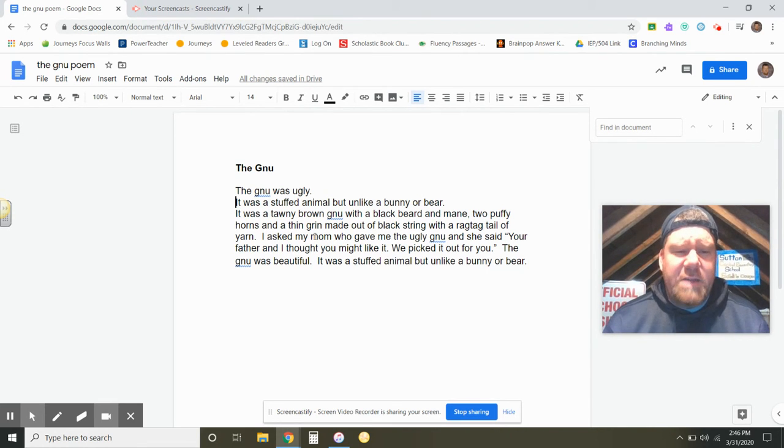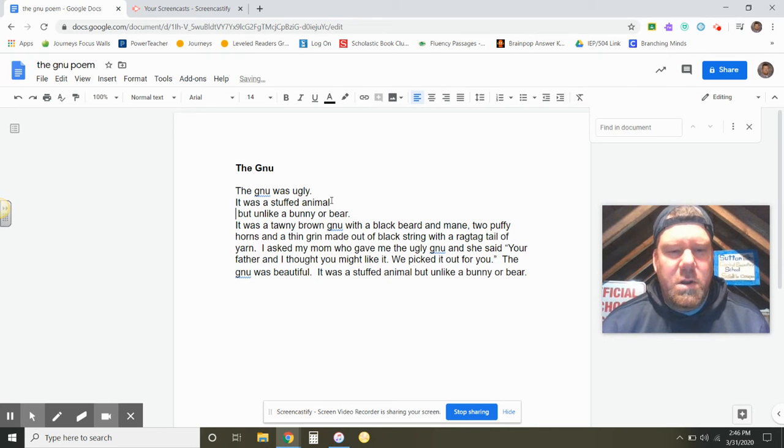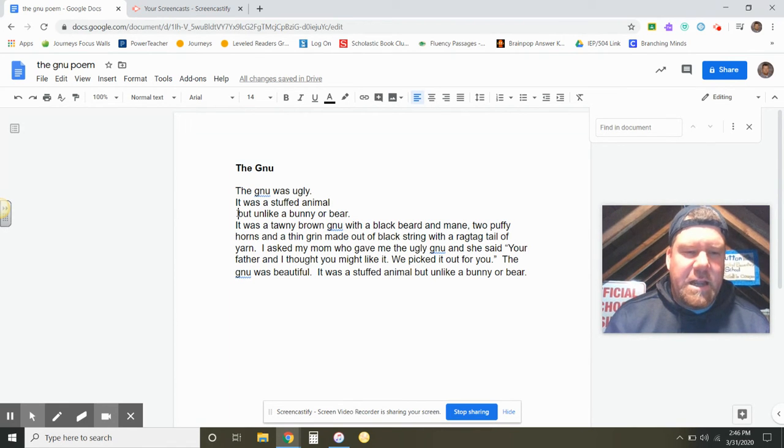The next thought we have, it was a stuffed animal, but unlike a bunny or bear. Well, I'm going to think, the fact that it's a stuffed animal is significant. So I'm going to have the gnu was ugly, then it was a stuffed animal as the second line. And then the third line comes out as, but unlike a bunny or bear. Okay, so we're trying to describe the fact that it's kind of like a stuffed animal, but it's not like a little stuffed bunny or little stuffed bear. This gnu was ugly, right?